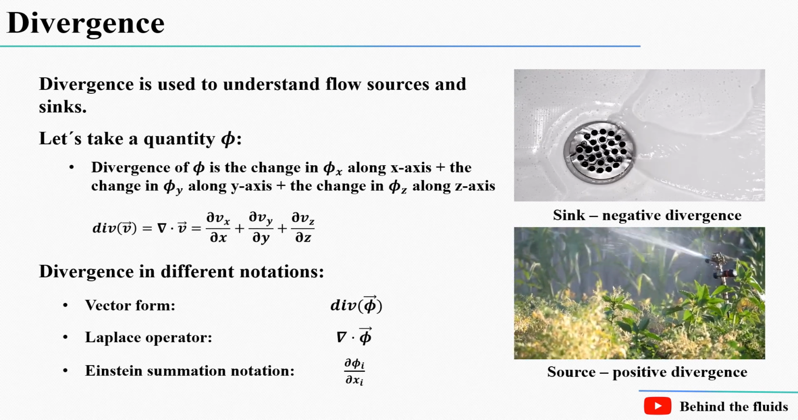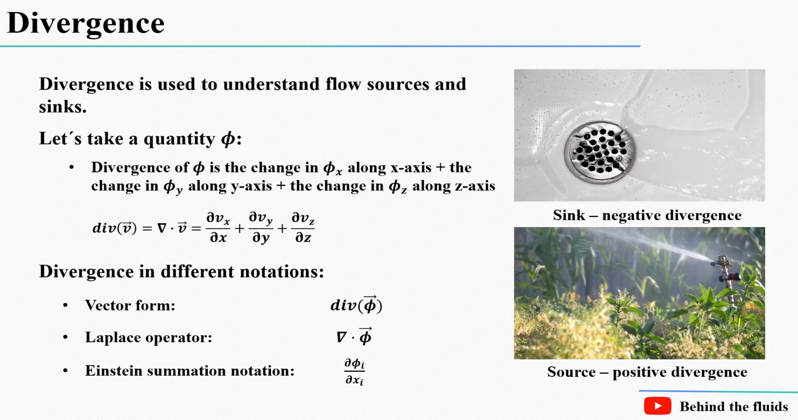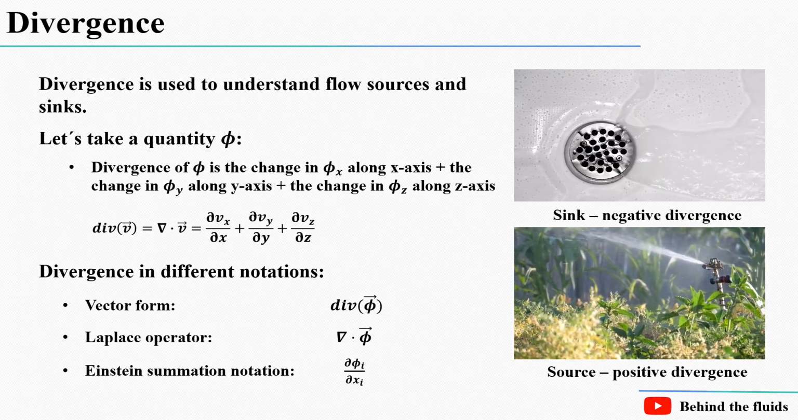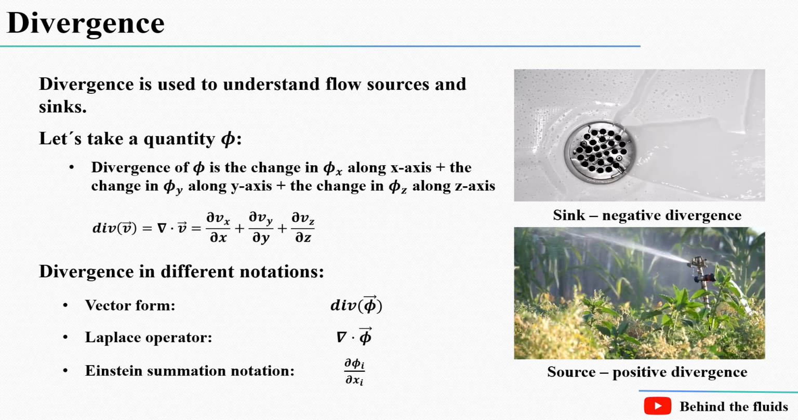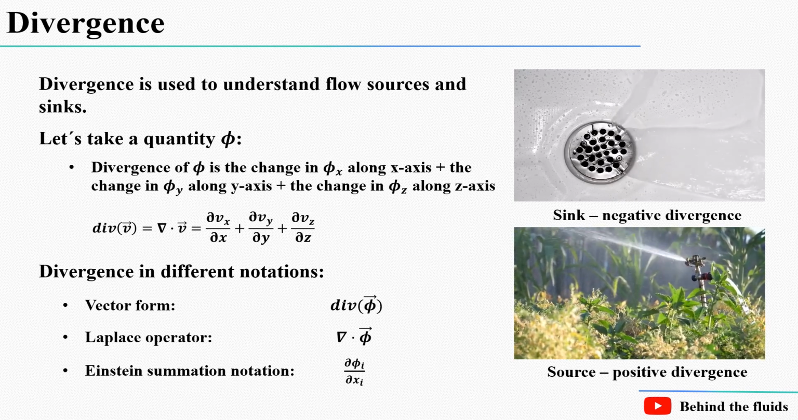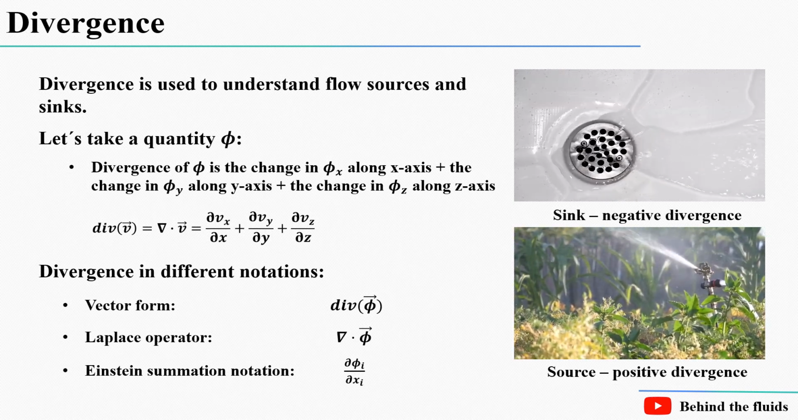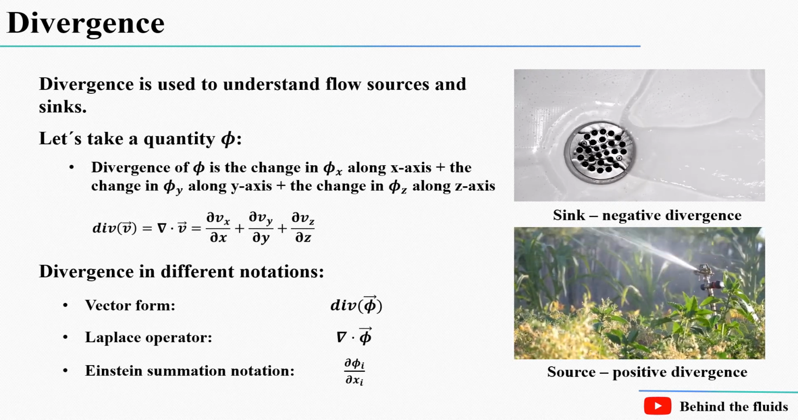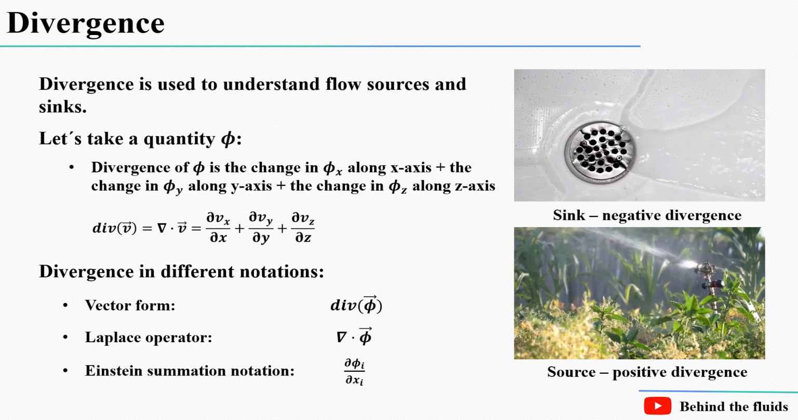It's calculated as the partial derivative of phi subscript x with respect to x, plus the partial derivative of phi subscript y with respect to y, plus the partial derivative of phi subscript z with respect to z. The dot between nabla and phi vector signifies the dot product.